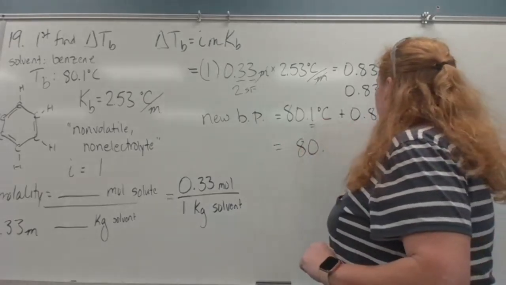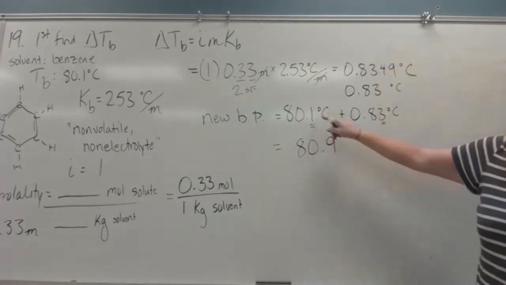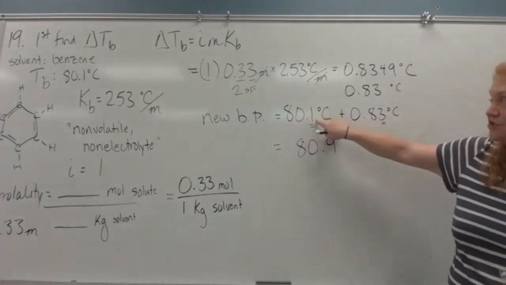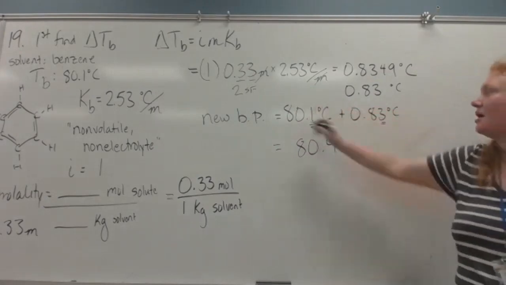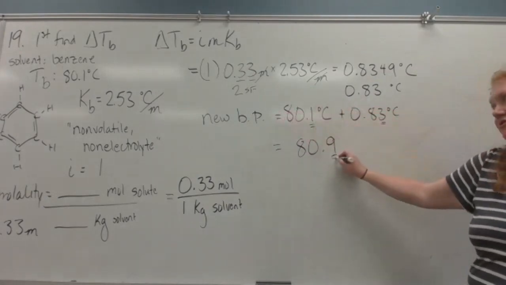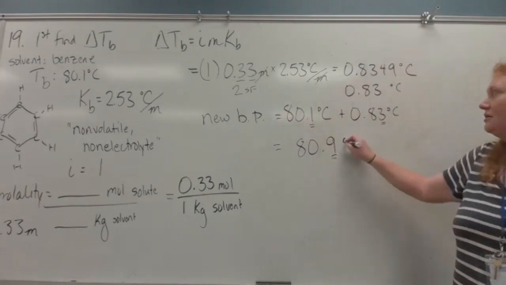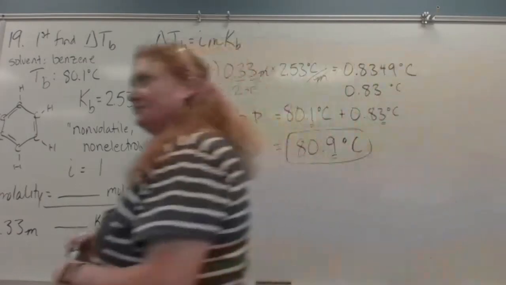Now, where does this answer stop? The tenths place. Because as I'm adding these two numbers together, the last sig fig for this measurement was in the tenths place. This goes to the hundredths place, but I got to stop at the first one I come to going left to right. I got to stop at the tenths place. That's where I got to cut it off. So what's the new boiling point? 80.9.